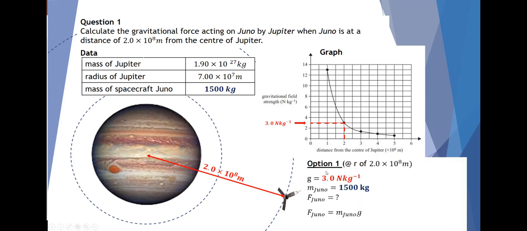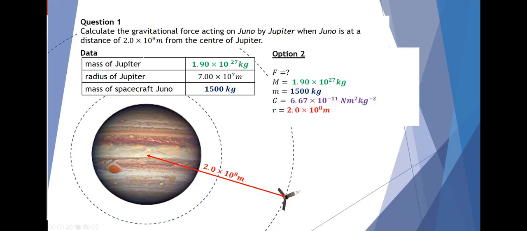Two ways of solving this problem. First of all, to find the force on Juno as a result of the gravitational strength of planet Jupiter, we could simply take our field strength of 3 newtons for every kilogram and multiply it by the number of kilograms in the satellite. So F equals m times g. 1500 times 3 gives me 4,500 newtons, or 4.5 by 10 to the 3 newtons. This is the preferred option for answering this particular question, because if you're given a graph, as we were in this question in 2018 from VCAA, you're expected to use it.